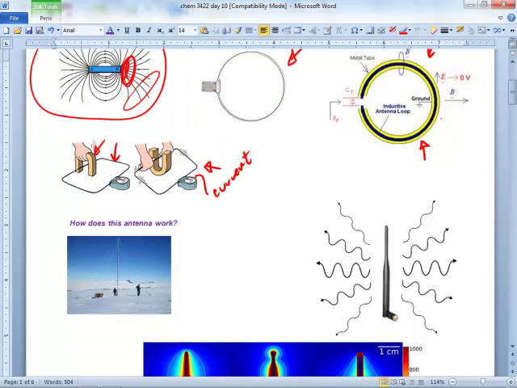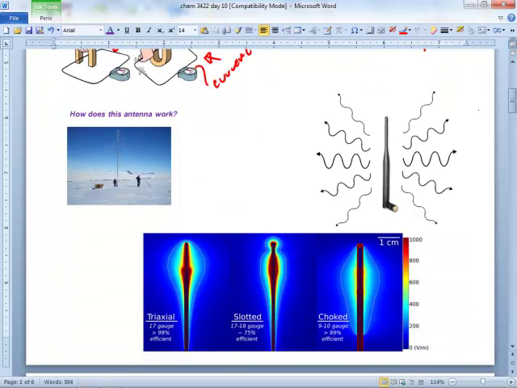Another antenna. Straight up and down pole. Metal. Or you can see it here. What type of field is this thing talking about? Electric field. All right.